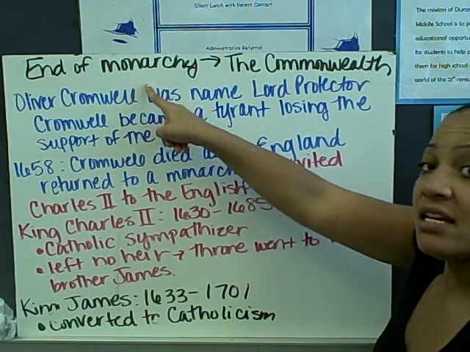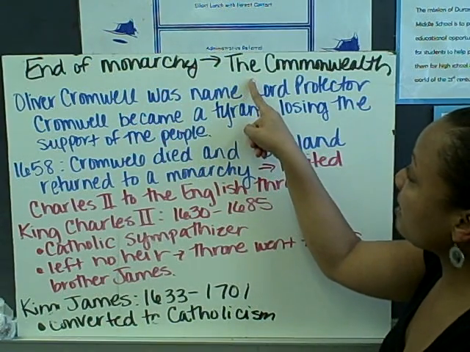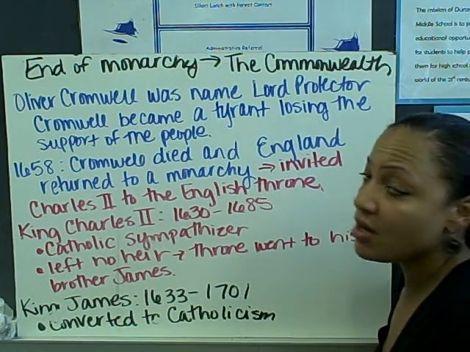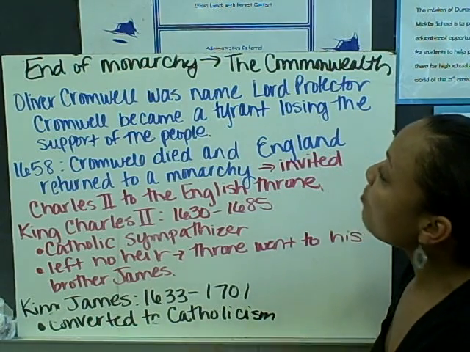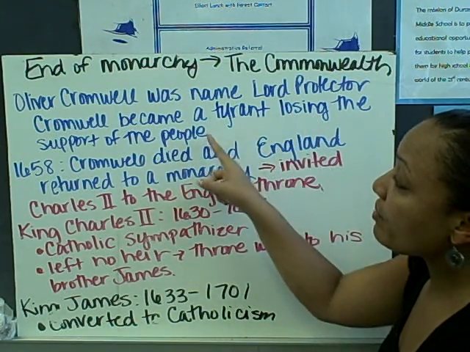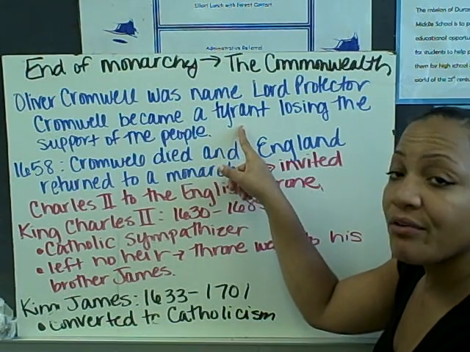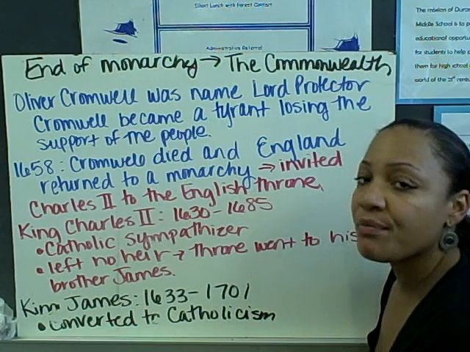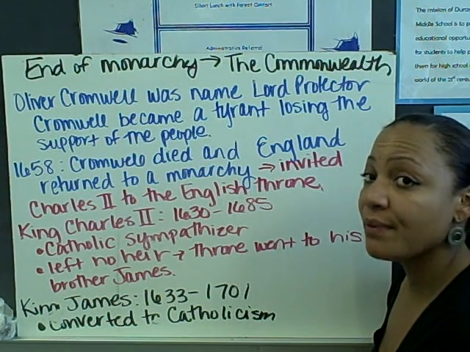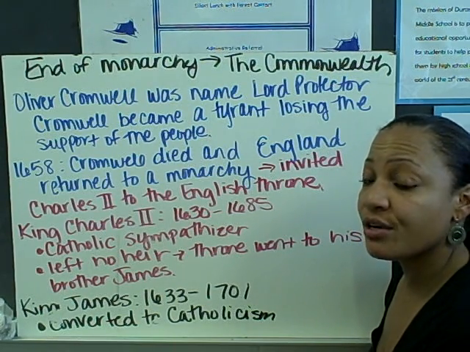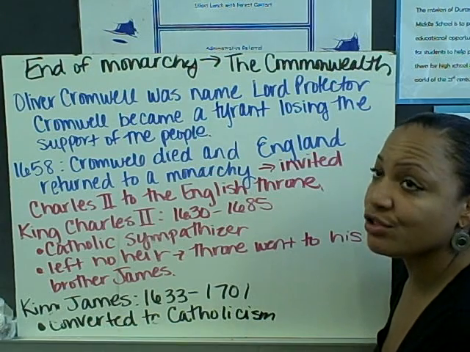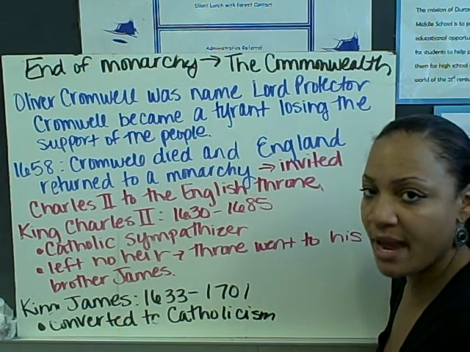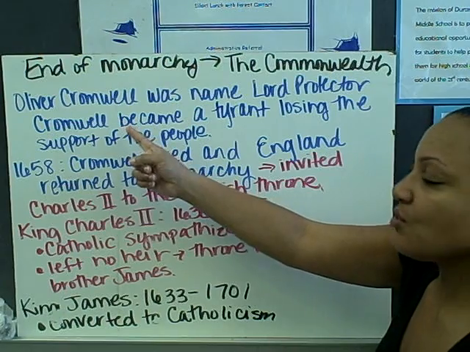So there's going to be an end of monarchy, and it's going to lead to the Commonwealth of England. That's what it's going to be called. Oliver Cromwell was named Lord Protector. Cromwell, however, became a tyrant. Tyrant is very similar to a dictator, losing the support of the people. Remember, we already talked about power and how absolute power can also turn a person to being a bad leader because they have so much power. Nobody's checking their power. And he had no checks and balances on his power.